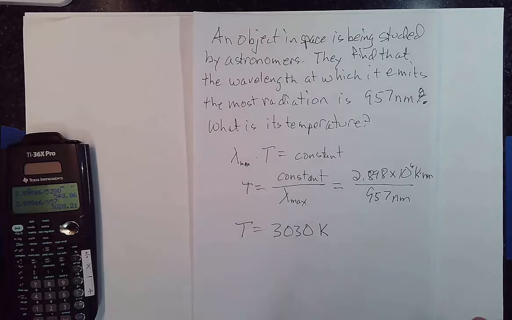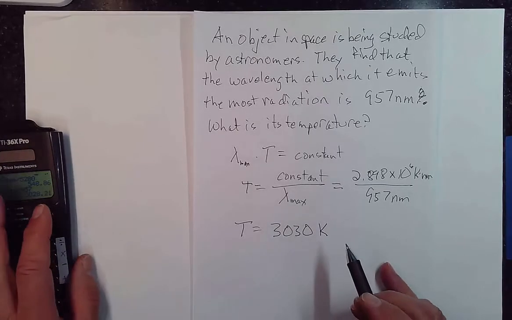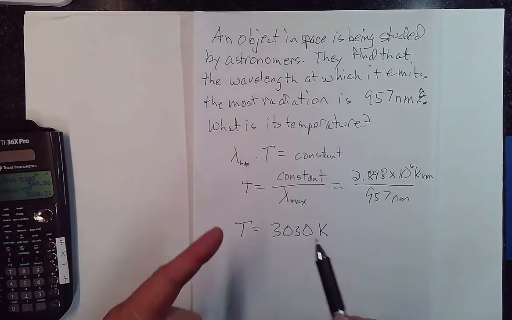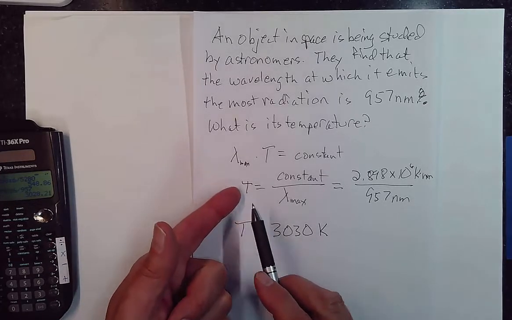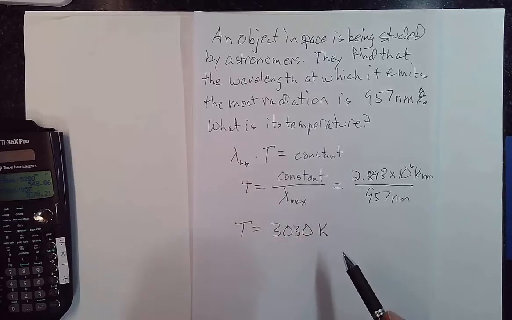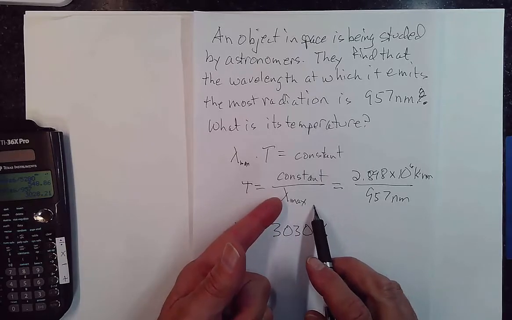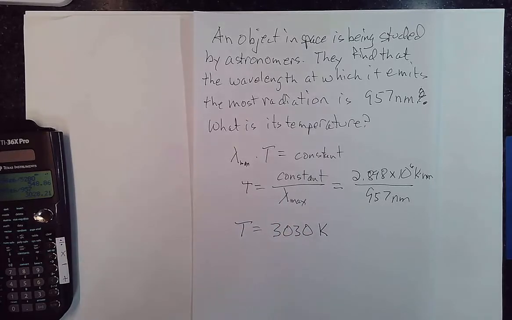So you can use Wien's law and go either direction. We said earlier that the wavelength of maximum intensity is inversely proportional to the temperature. We can also say that the temperature is inversely proportional to the wavelength of maximum intensity. So the higher the wavelength of maximum intensity, the lower the temperature is going to be.